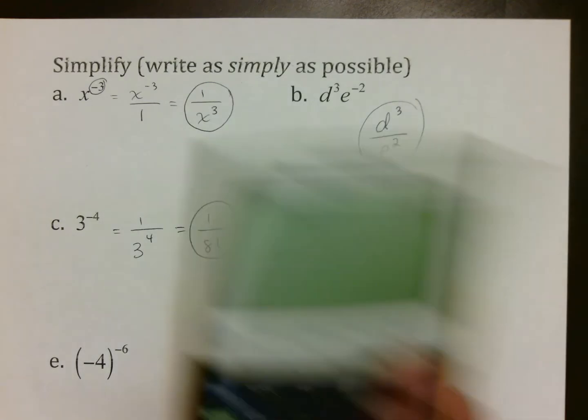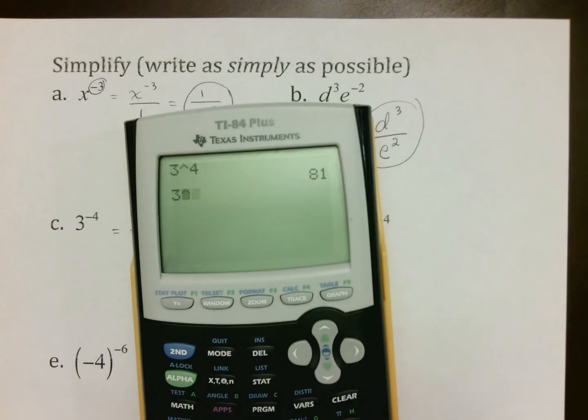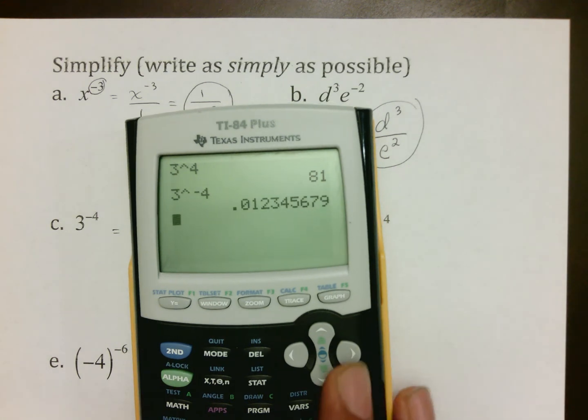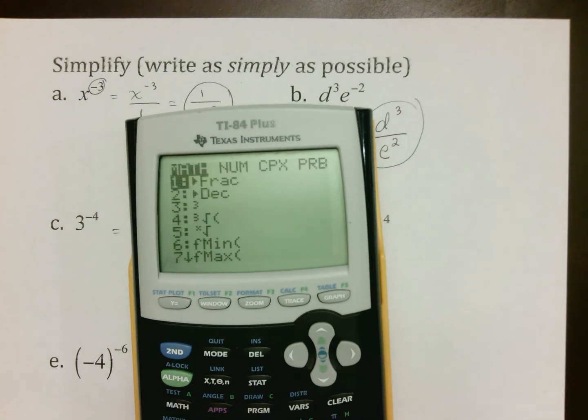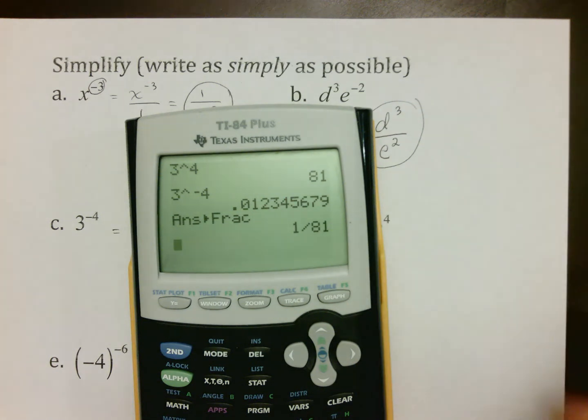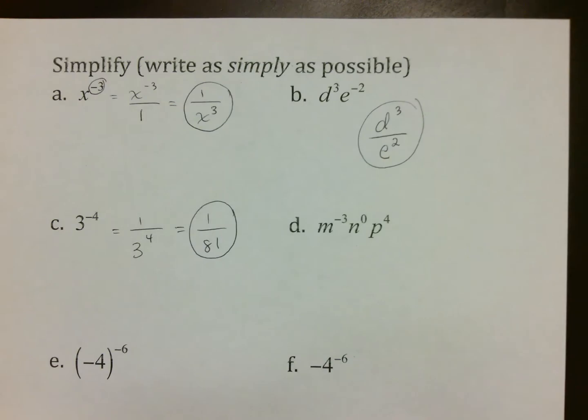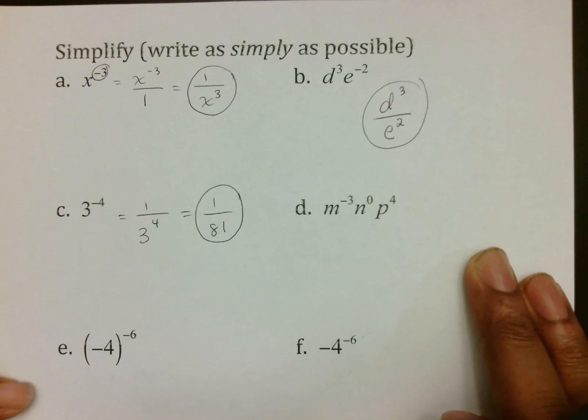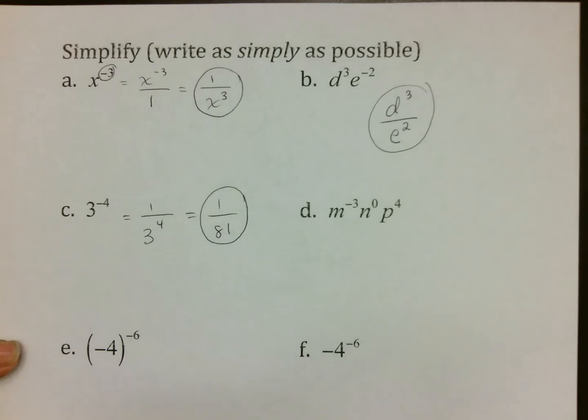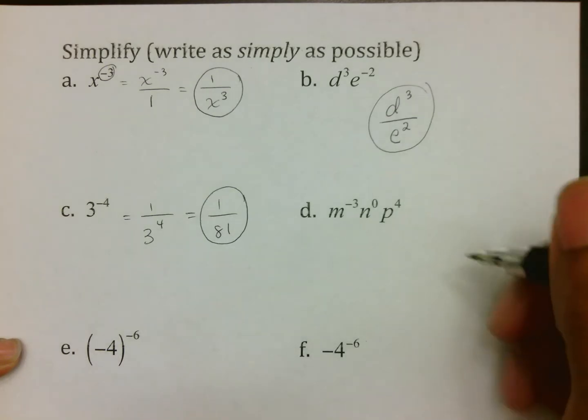Here's another thing. If you type it in, 3 caret negative 4, you notice that you get your actual answer there, which if you turn to a fraction, math, enter, notice that your answer is still 1 over 81. So there are a couple different ways to get there. Just make sure again you are used to it and that you practice this skill today and this week so that you get it down.